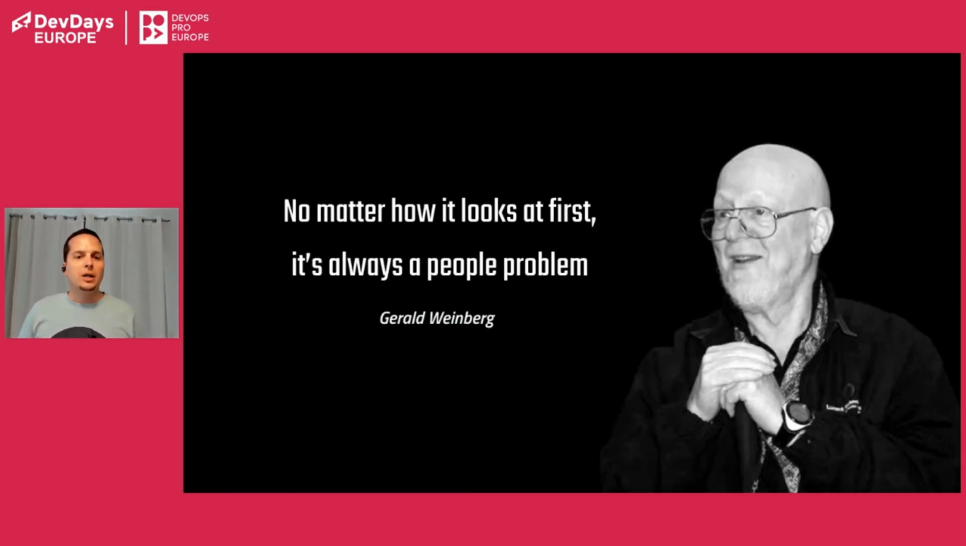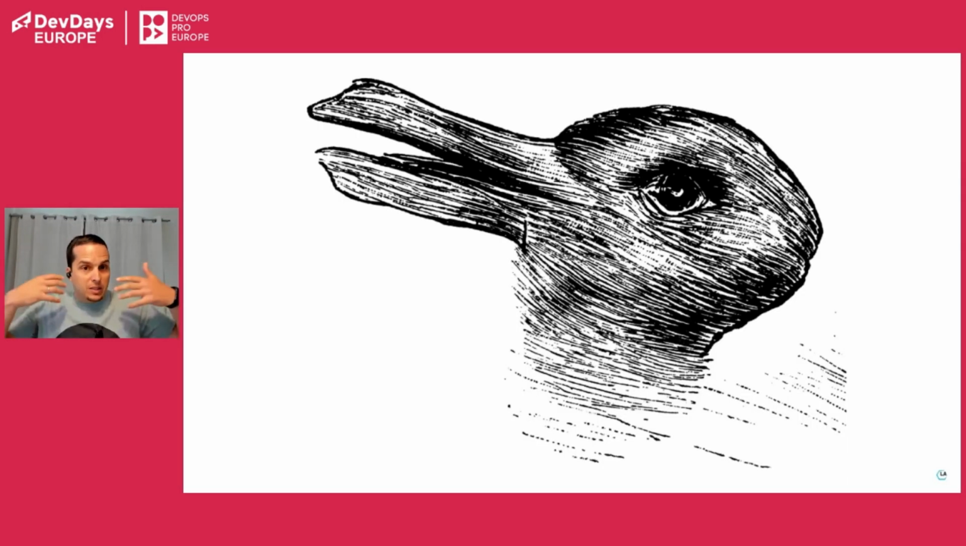And Gerald Weinberg, another very famous guy from the software industry, said, no matter how it looks at first, it's always a people problem. And what he means is that whatever problem that we have, it's always a problem between people, and people need to communicate. And when this communication is bad, unclear, or ambiguous, then we can very easily run into problems. And just by showing you this picture, I cannot know what you saw first, the rabbit or the duck.